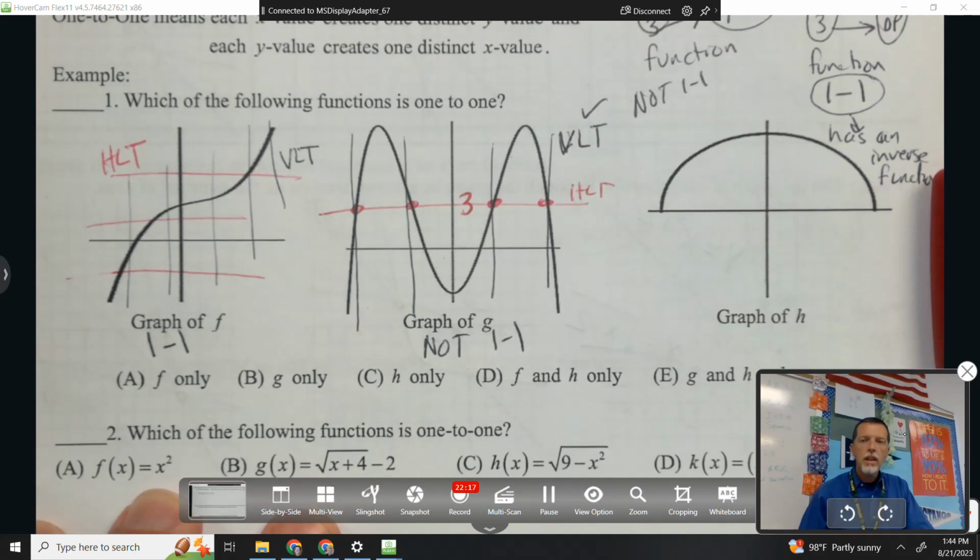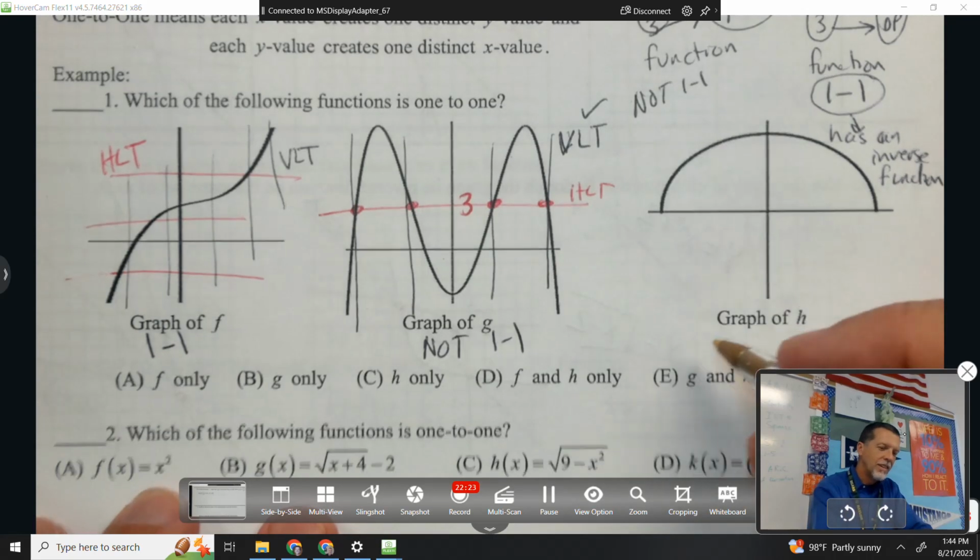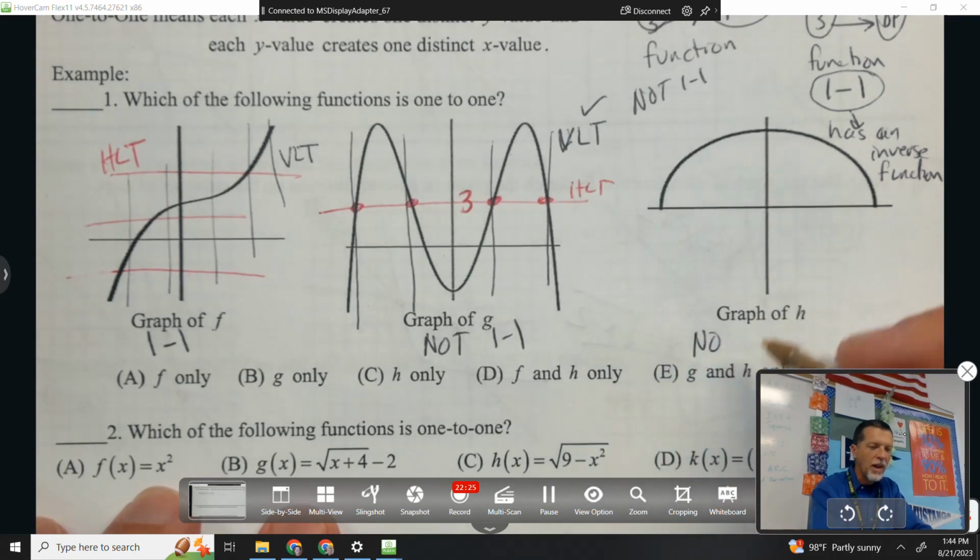How about H? Without drawing all the lines. Yes or no? No. I mean, same reason. It doesn't pass the horizontal line test, so it is not one-to-one. So F is the only one.